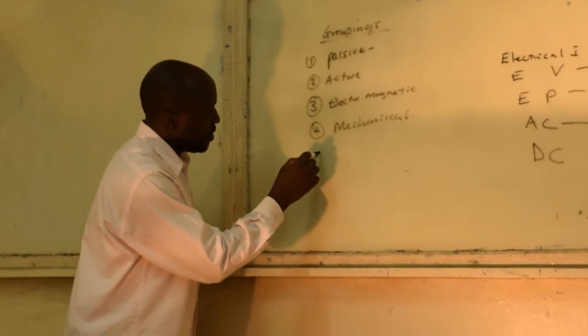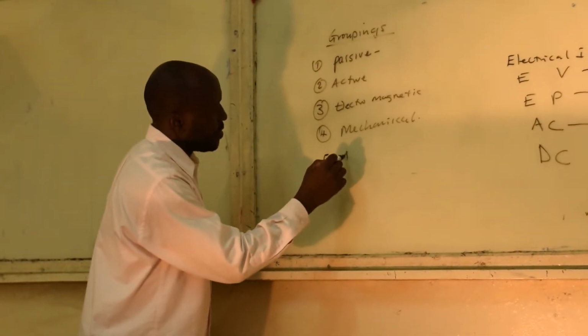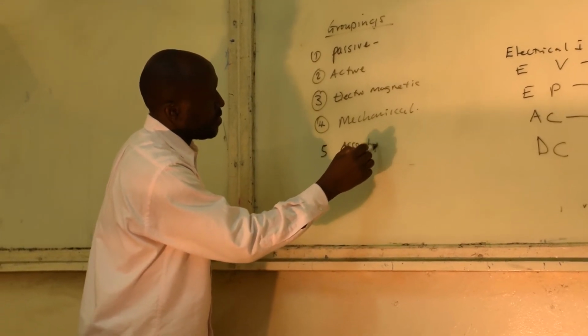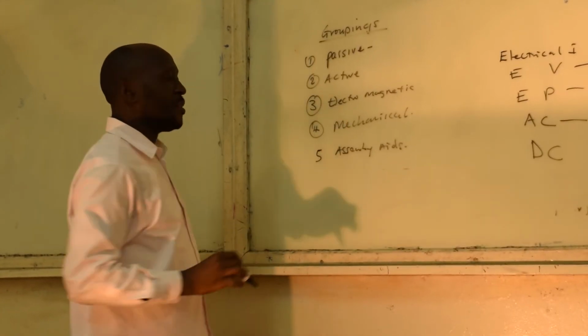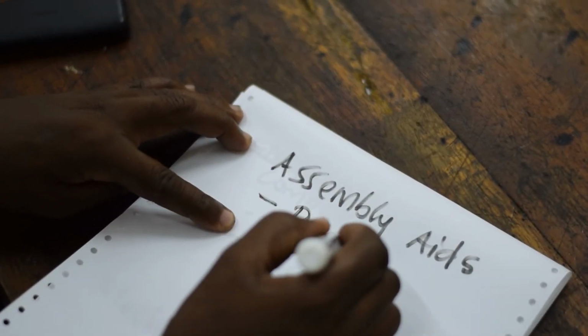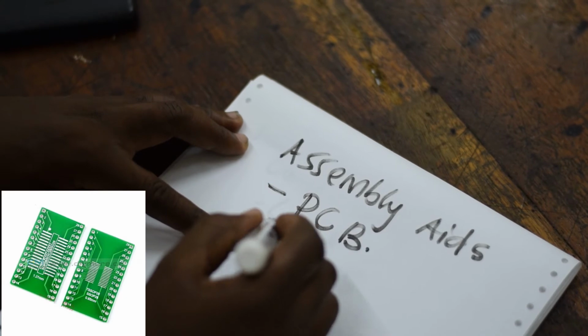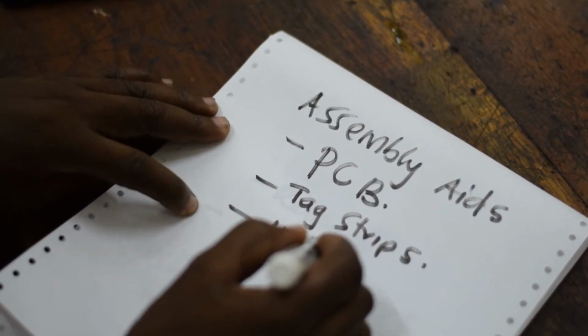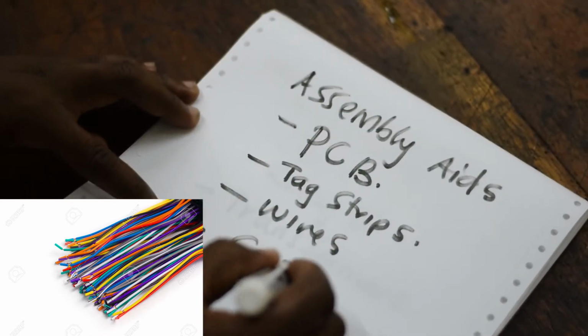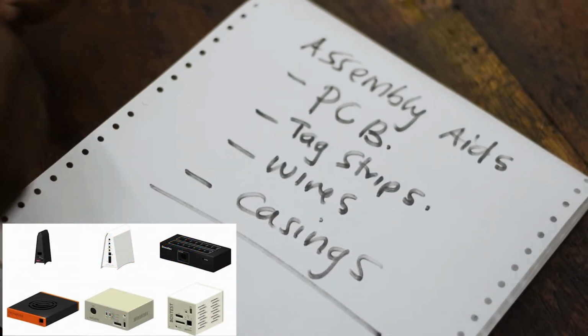Then lastly, we have assembly aids. The assembly aids are the ones that will help us put the whole circuit together. They include printed circuit boards, tag strips, strip boards, wires, and casings.